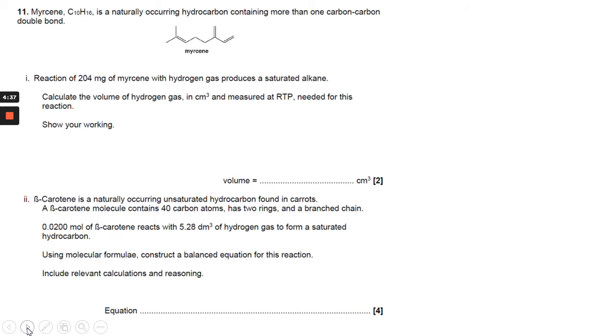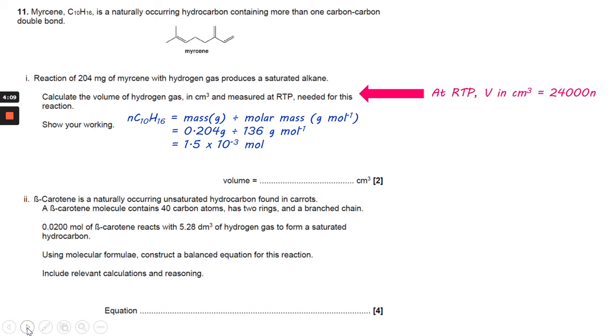Myrcene is a naturally occurring hydrocarbon containing more than one carbon-carbon double bond. It gives us a picture of myrcene there, and also the empirical formula, or molecular formula. A reaction of 204 milligrams of myrcene with hydrogen gas produces a saturated alkane. They ask you to calculate the volume of hydrogen gas in centimeters cubed, measured at RTP, which means that volume is going to be 24,000 n. So you need to show your working.